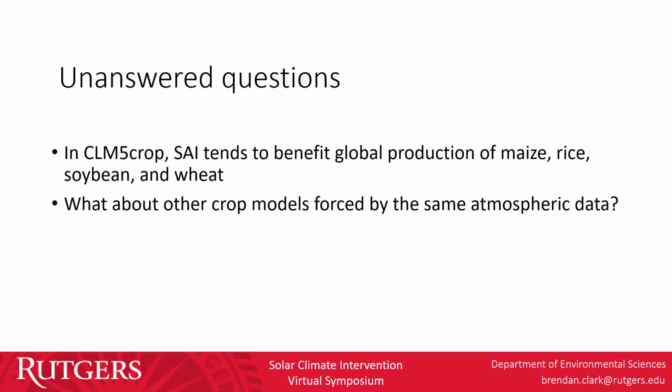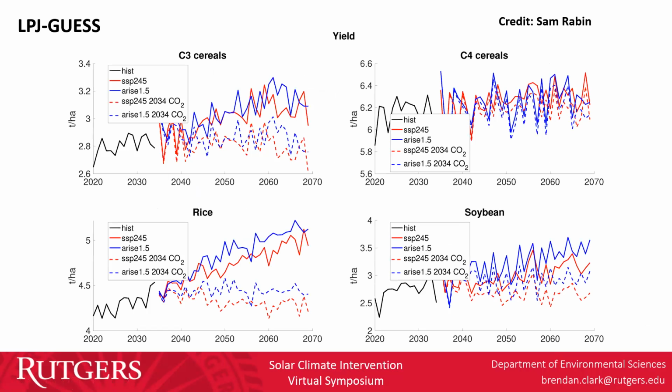So some future unanswered questions that we want to look at: what happens if you use other crop models forced by the same atmospheric data. So, some preliminary results from this. The ARISE simulations, SAI to cool to 1.5 degrees above pre-industrial, and the SSP 245 climate change scenario. Those scenarios saved the atmospheric data that we need to run other crop models besides just CLM crop. So Sam Rabin, who was a postdoc in our group, ran these scenarios with the LPJ-GUESS crop model. And so you can see the difference in these solid lines.